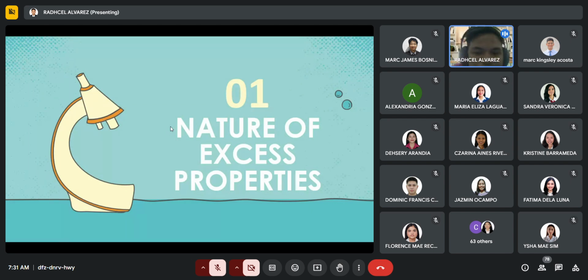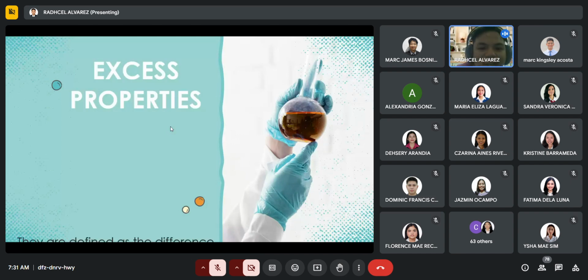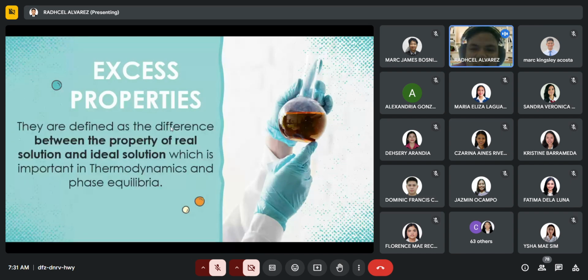Okay. So, we're going to talk about your excess properties. So, by definition, when we say excess properties, they are defined as the difference. Okay, wait lang. So, they are defined as the difference. Sabi natin, this is the difference between the property of your real solution and the ideal solution.